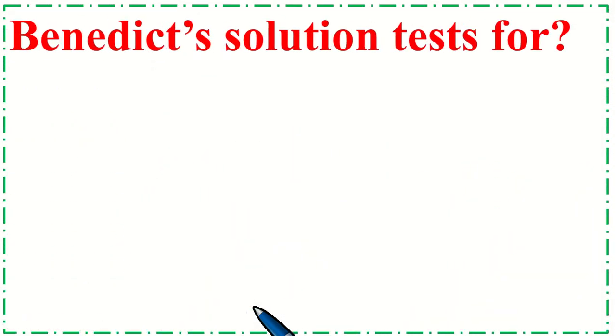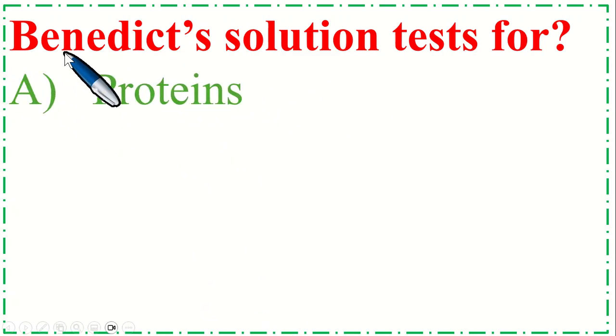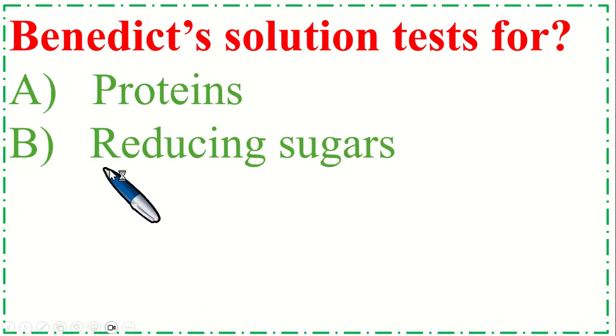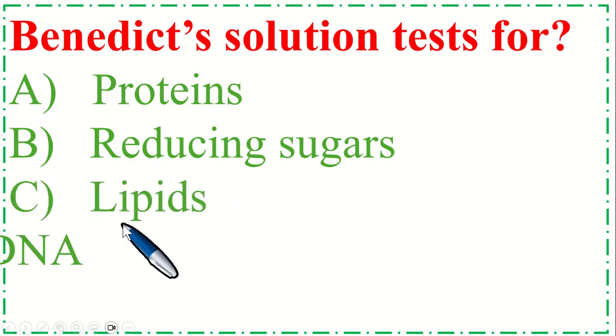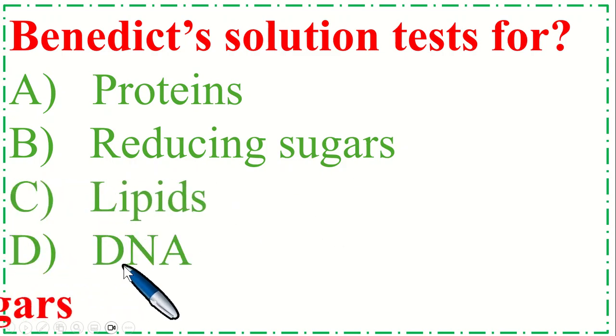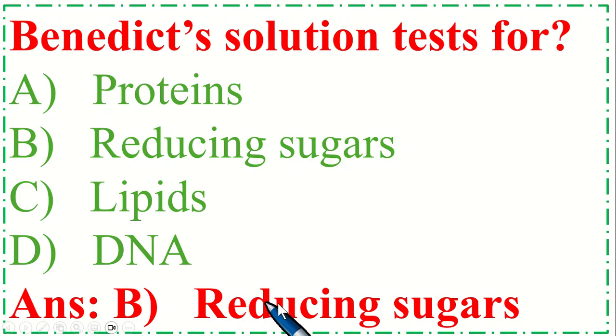So this is the last MCQ. Benedict's solution tests for option A, proteins, B, reducing sugars, C, lipids, and option D, DNA. So the correct option is B, reducing sugars.